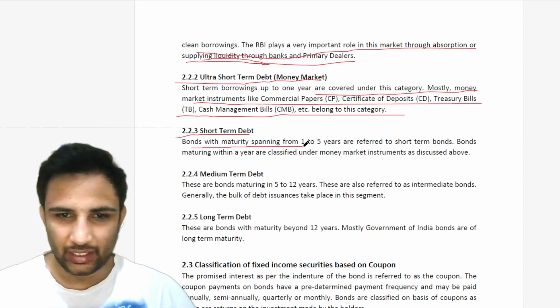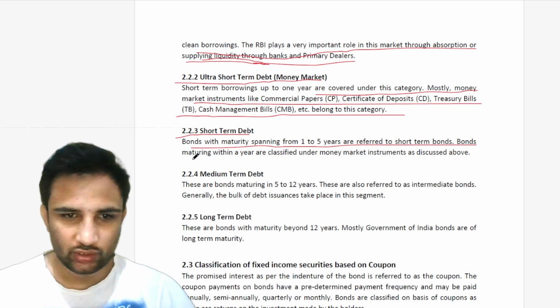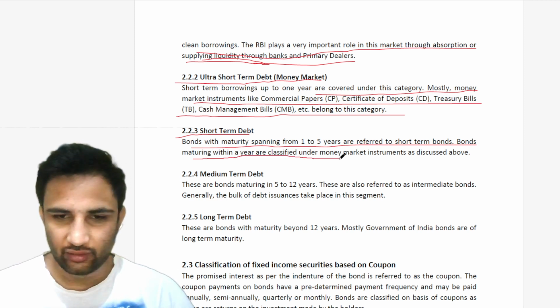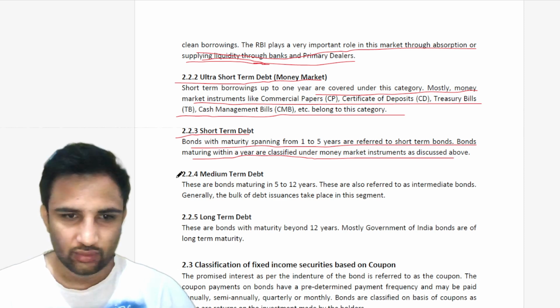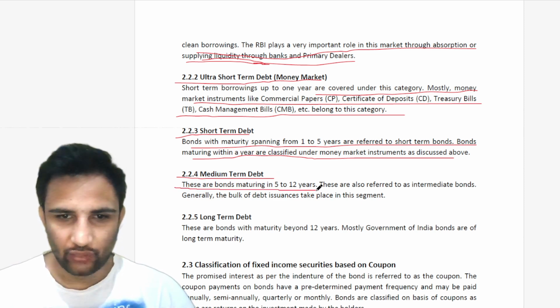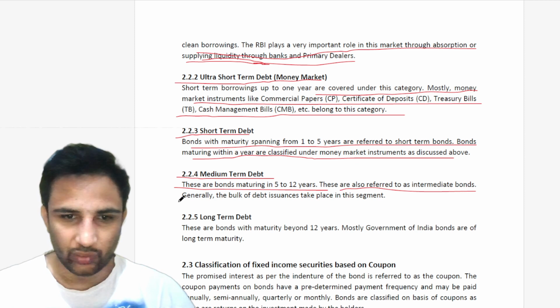Chapter 2.2.3 Short-term debt. Bonds with maturity spanning from 1 to 5 years are referred to as short-term bonds. Bonds maturing within a year are classified under money market instruments, as discussed above. Chapter 2.2.4 Medium-term debt. These are bonds maturing in 5 to 12 years. These are also referred to as intermediate bonds. Generally, the bulk of debt issuances take place in this segment.